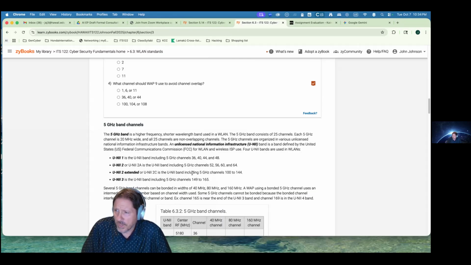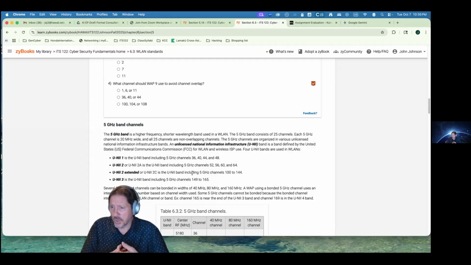All these are non-overlapping. The 5 gigahertz channels are organized in various unlicensed national information infrastructure bands, known as the U-NII. A U-NII band is a band defined by the United States Federal Communications Commission, the FCC, for WLANs and wireless ISP. ISP is Internet Service Provider. So 4 U-NII bands are used in WLANs.